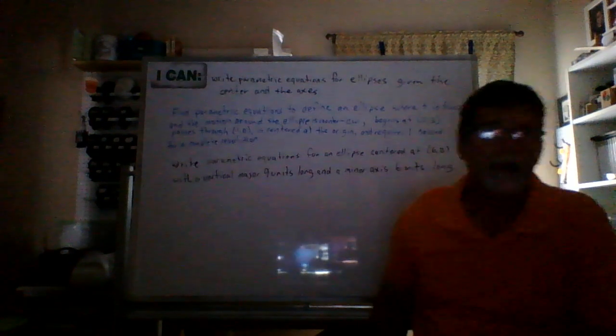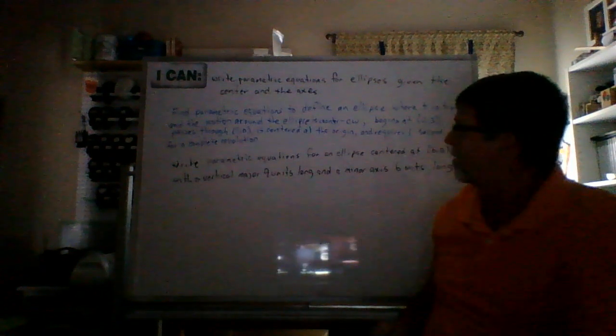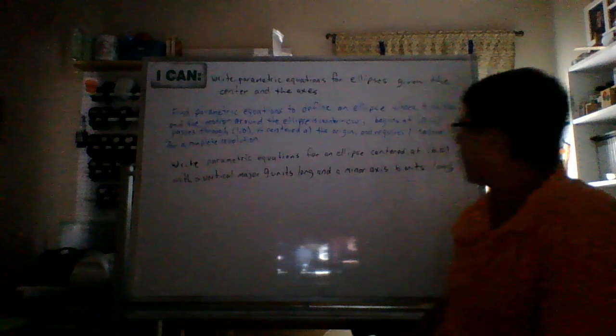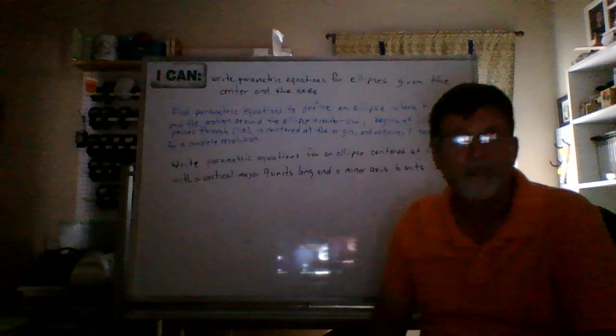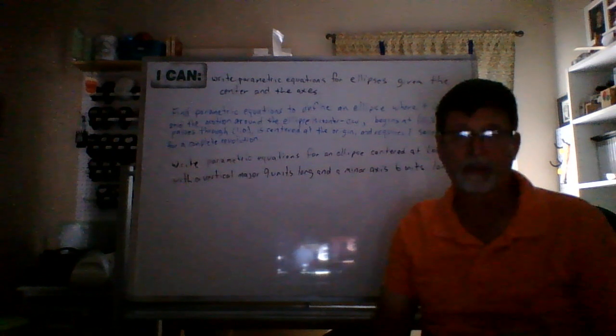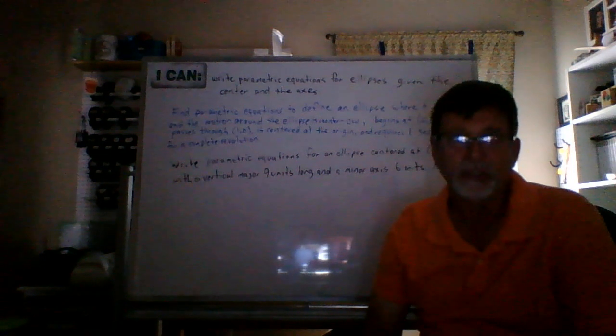Okay, two more problems for you. I'm going to start with the bottom problem first. It says write parametric equations for an ellipse that is centered at (6, 0). It has a vertical major axis that's 9 units long and a minor axis that's 6 units long.